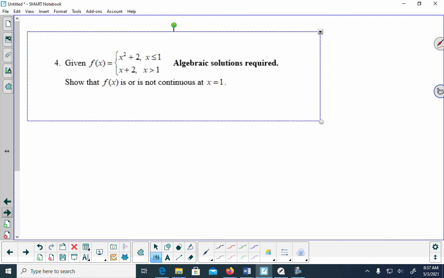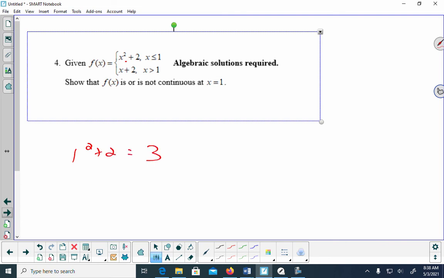The next one, it says given the values, and it gives you that piecewise function. It says show that f of x is or is not continuous at 1. So another way I could ask this is find out when it would be differentiable, when it's continuous, however. So I want to see what happens at 1. So I am going to put 1 into this top equation, do 1 squared plus 2.